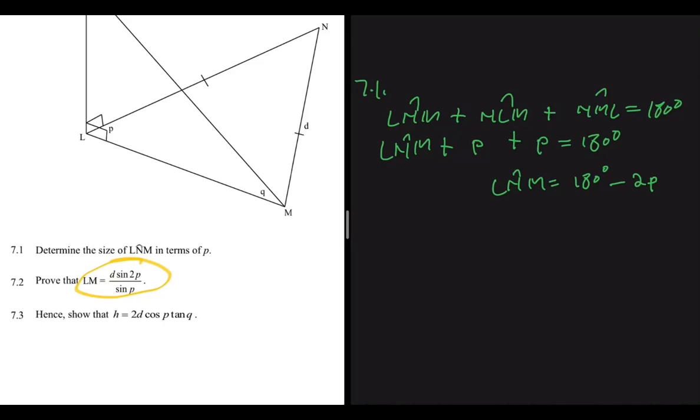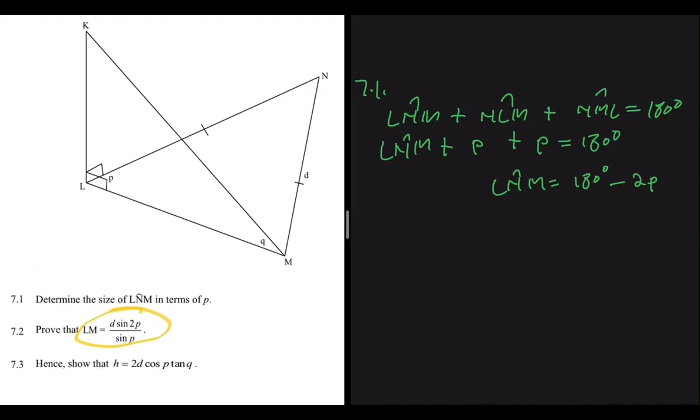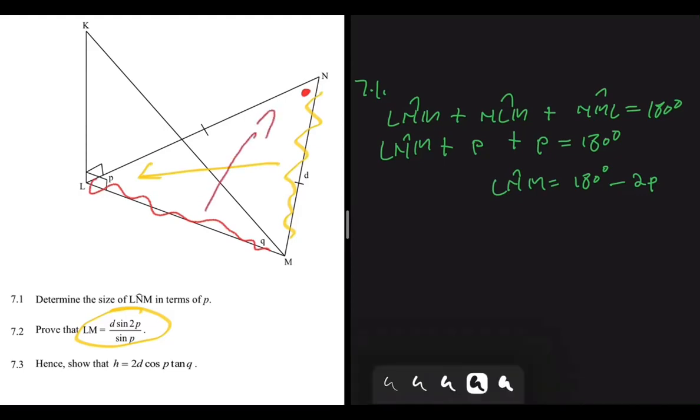But then just because we have a lot of sine in that statement, I'm going to run to the sine rule straight. So we want to find the length of LM. So LM is this side here, right? Yes, LM. And then it's opposite angle LNM. And then another side that is included in the statement we're supposed to prove is NM, right? Which is equal to D. And then it's opposite this angle. So let's use the sine rule and see if that will work.